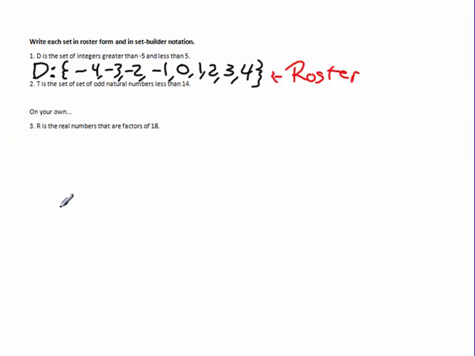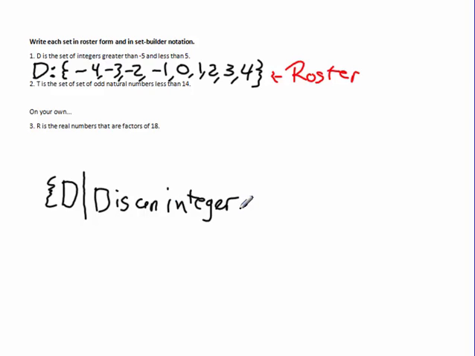So to do that in set builder notation, I'm going to write in this space down here. So D is the set of integers greater than negative 5 and less than 5. So I would say all values of D, the set of D values such that D is an integer where, so that little comma is the word where, W-H-E-R-E, where, and I'm going to do this. Negative 5 is less than D, which is less than 5.